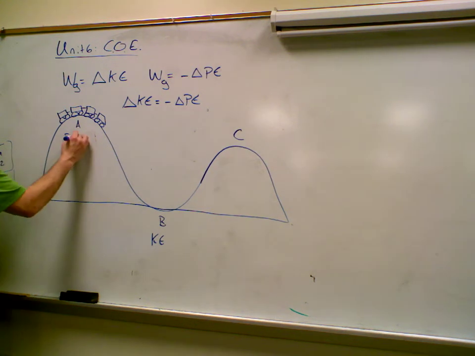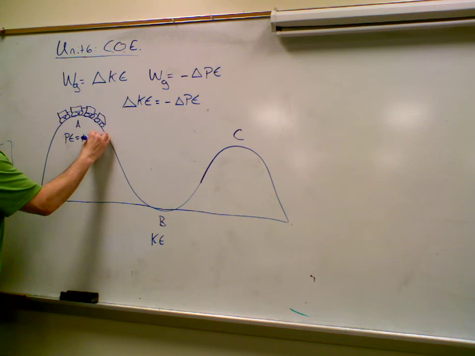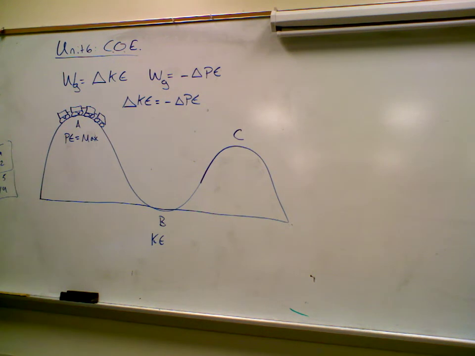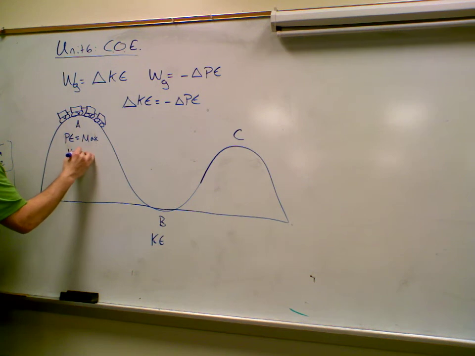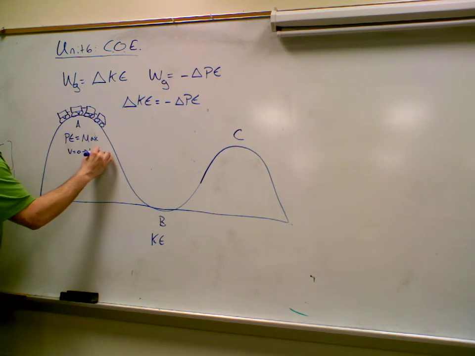So that means that this is the maximum potential. Right? Does that make sense? The reason why it's our maximum potential is because we said velocity is 0, which means kinetic energy is 0. Does that make sense?